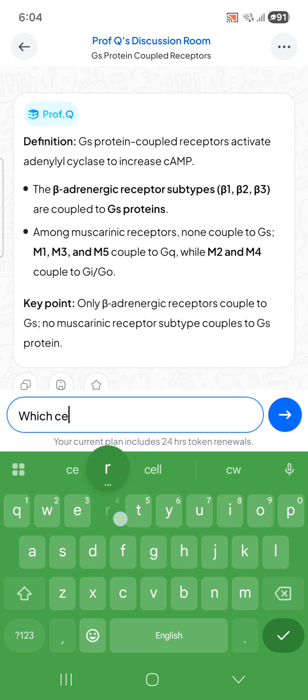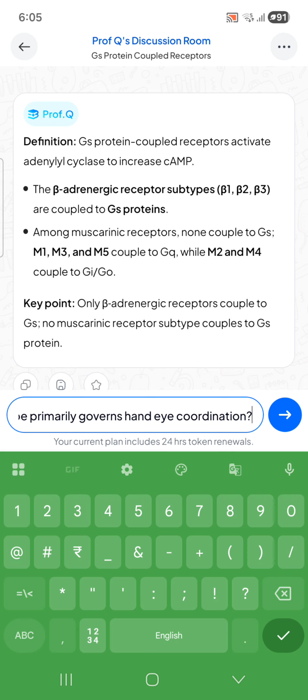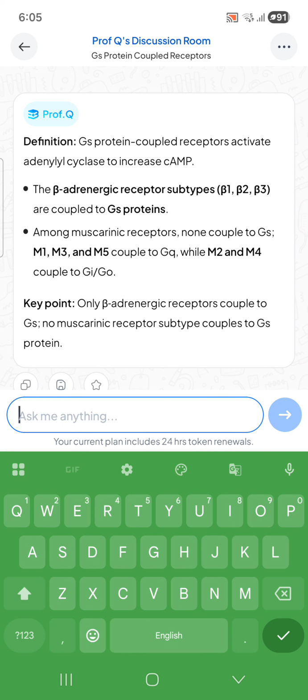Which cerebral lobe primarily governs hand-eye coordination? The options given in the examination are frontal lobe, parietal lobe, occipital lobe, and temporal lobe. And let's see what Prof Q gives me.